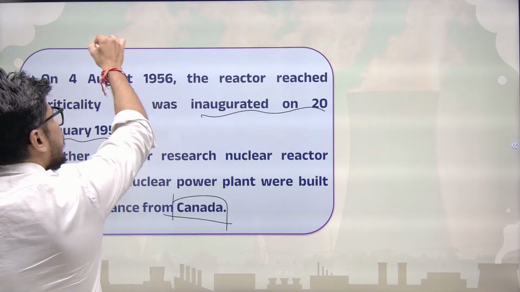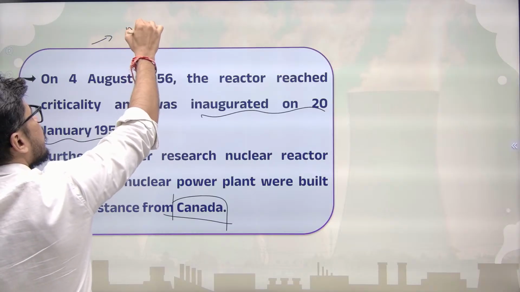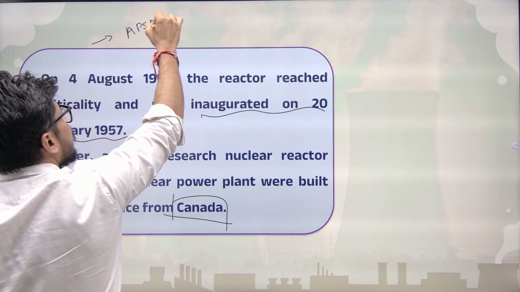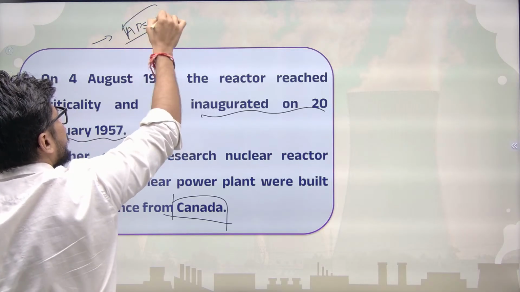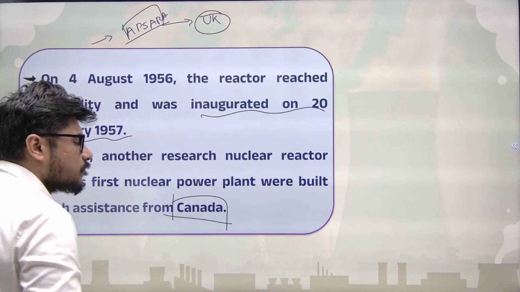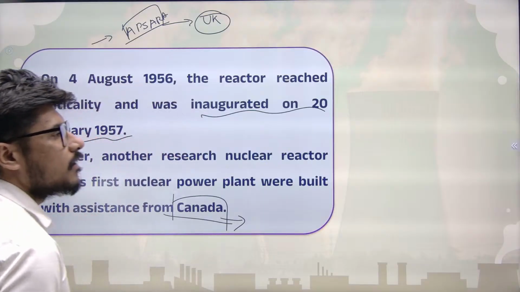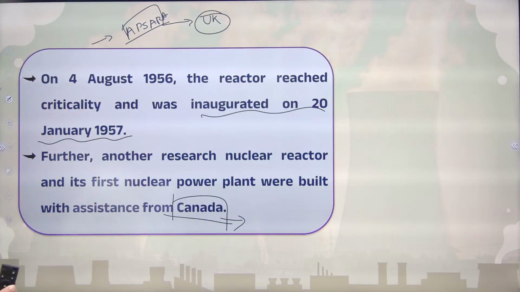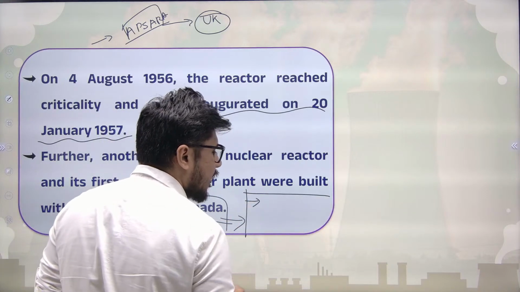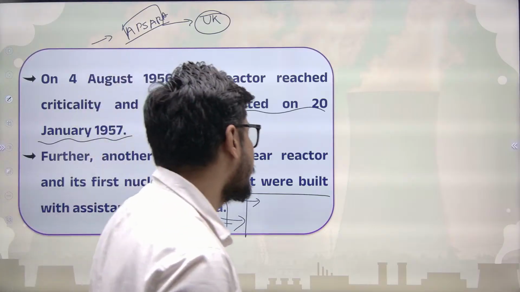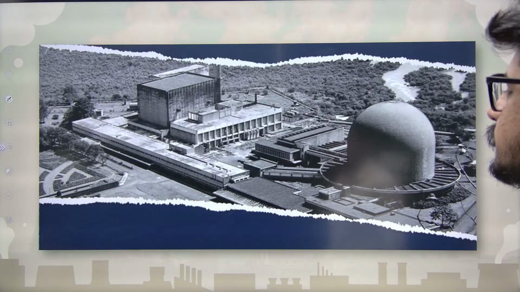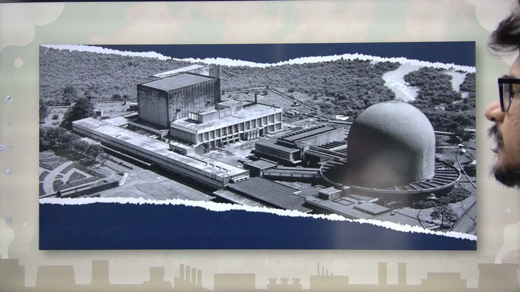Remember that Apsara, the first nuclear research reactor, was built with the help of the UK. The second nuclear facility was built with the help of Canada. A question can be asked from this point of view also. Remember, there has been a question in this way. This was the example, the nuclear facilities.